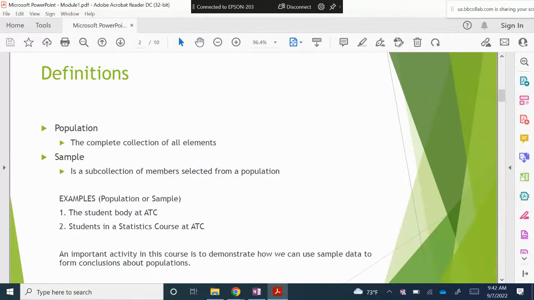So a sample would be, let's say, this statistics class. You all are a part of the population here at Aiken Technical College. You would be a subset that would represent a population.